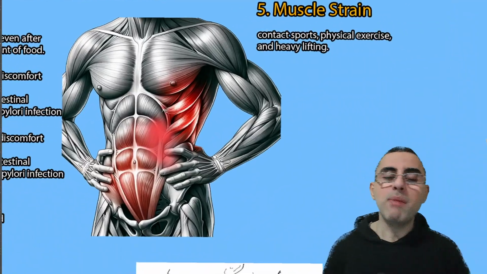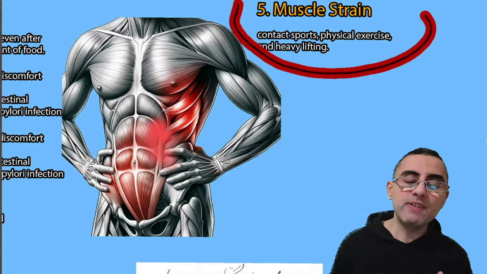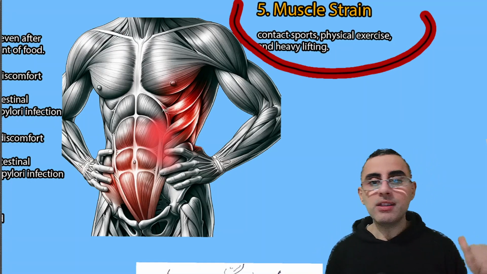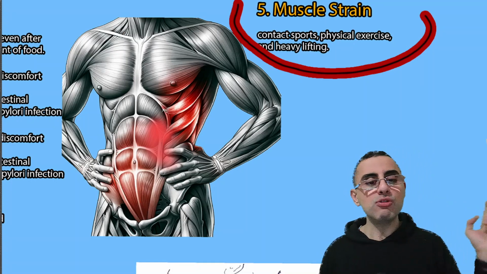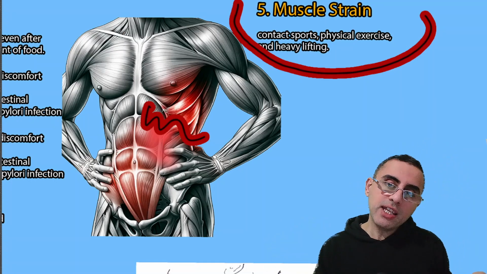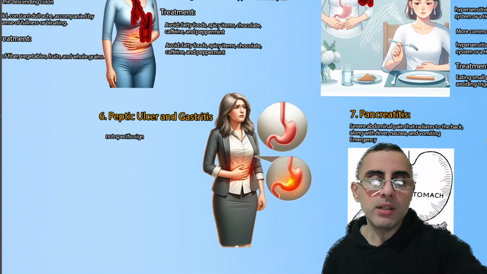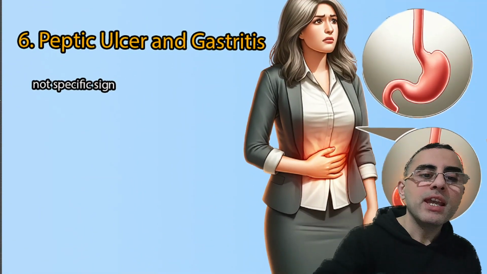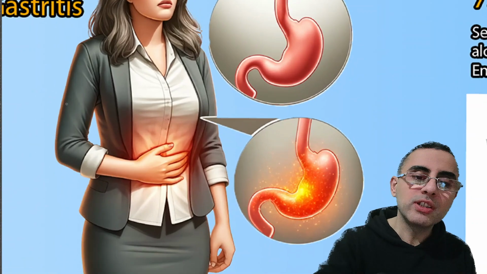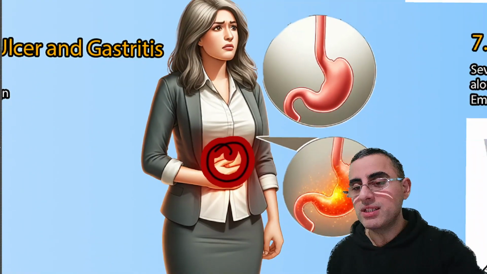The fifth most common cause is muscle strain. Muscle strain occurs during contact sport, physical exercise, heavy lifting, and when children are running and playing and they say that I have left side pain, it's usually because of muscle strain, and it's usually not a problem. So if a person is physically active and has left side pain, it's not a problem in most cases. And another cause is peptic ulcers and gastritis. It's a common problem generally, but usually causes pain in the middle of the abdomen, not the left side, but sometimes pain can be on the left side. It's possible, but it's not very common.